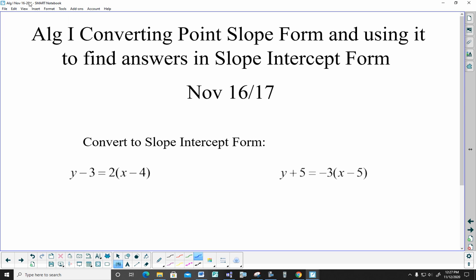Hello everyone. So this is for the second assignment for the week of November 16 through 20. What you guys are going to be doing is converting to slope-intercept form. So a couple things that you need to remember is what is slope-intercept form.